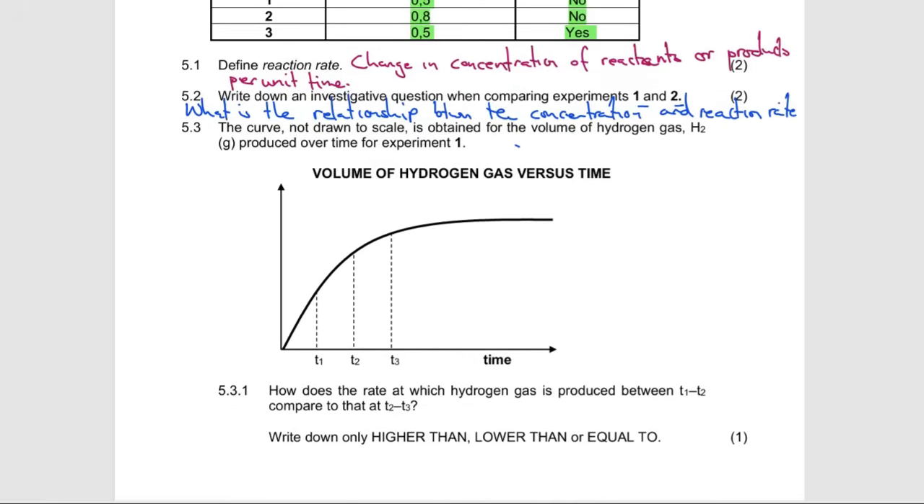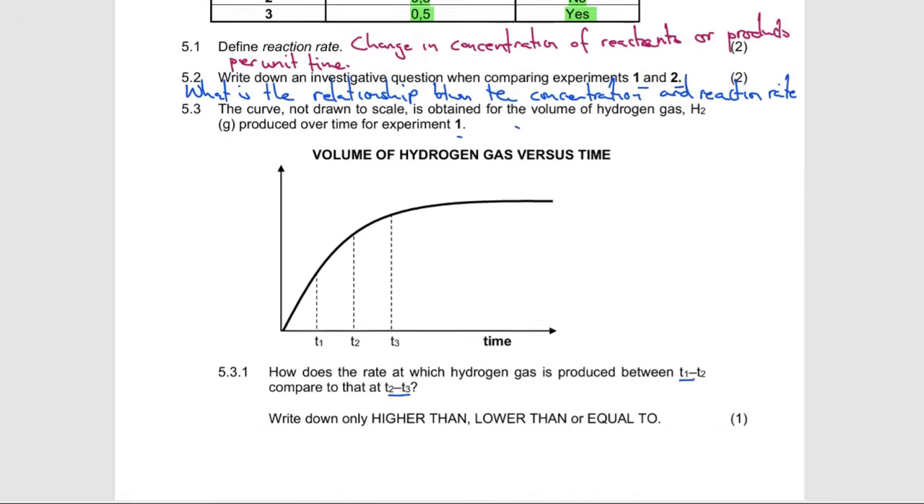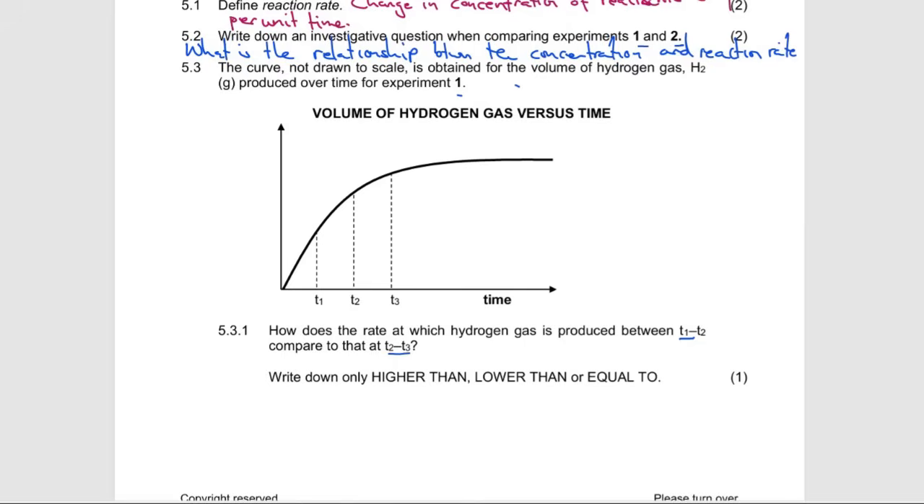Then moving on to 5.3, it says the graph, not drawn to scale, is obtained from the volume of hydrogen gas H2 produced over time for experiment number one. So we're focusing on experiment number one at the top there. It says, how does the rate at which hydrogen gas is produced between T1 and T2 compare to that of T2 to T3? Write down only higher than, lower than or equal to. In terms of this one, we're going to say higher than.